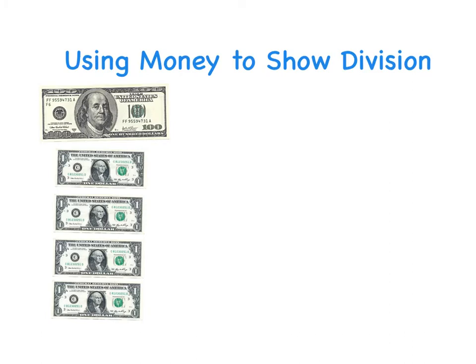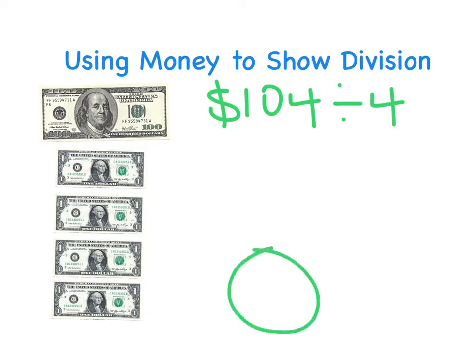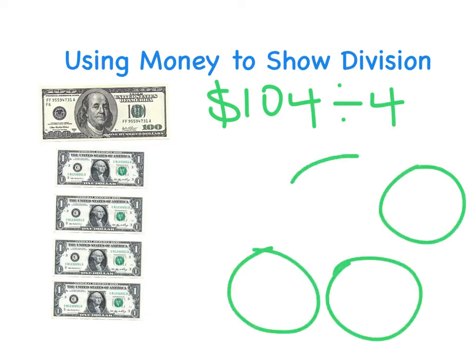Let's look at a harder problem. I have $104, and I need to divide it by 4 people. So here are my 4 groups that I'll use to show as I'm divvying out the money. We always start with the highest bill, so that's the $100 bill. I can't rip it into 4, so I need to break it into smaller bills. The next smallest bill is a 50, but that would only give me 2 50s, and I have 4 people. So I'll go to the next smallest bill, which are 20s.